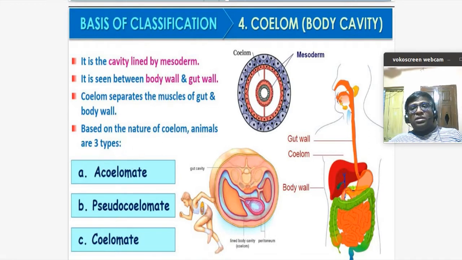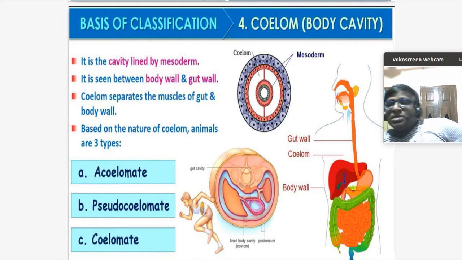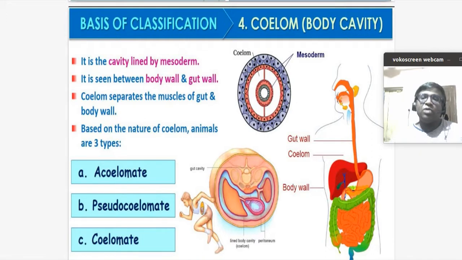See, based on the presence of body cavity, we have three types of animals. Animals which have coelom, we call them coelomate. Animals in which coelom is absent, we call them acoelomate. And animals in which the body cavity is present, but the inner layer is not lined by mesoderm, we call them false coelom or pseudocoelomate. So remember that. Based on the presence or absence of body cavity or coelom, we can differentiate them into acoelomate, pseudocoelomate, and coelomate.